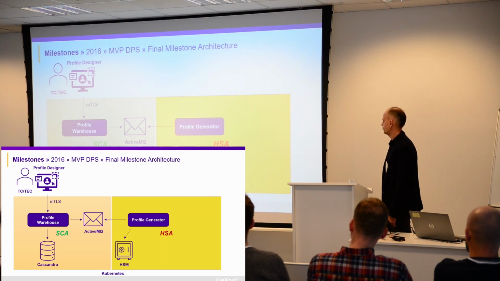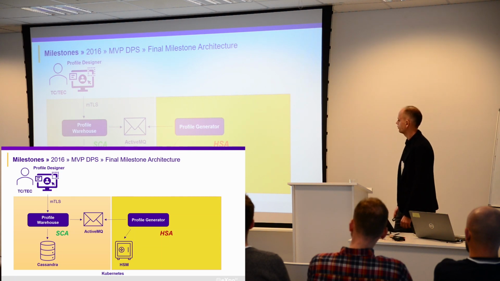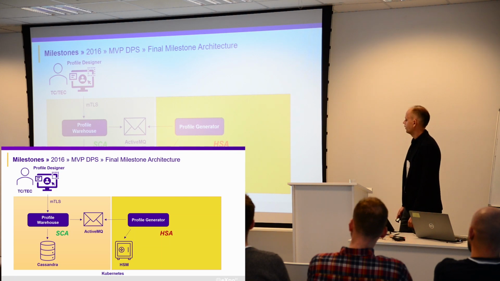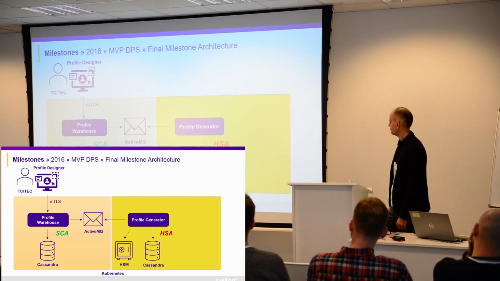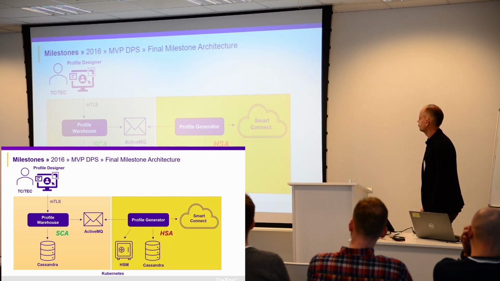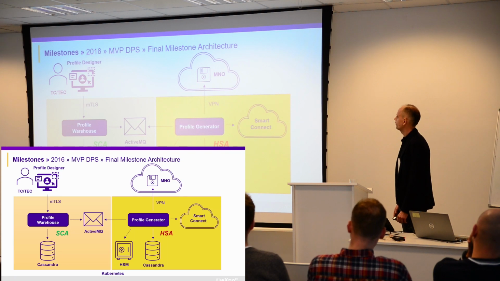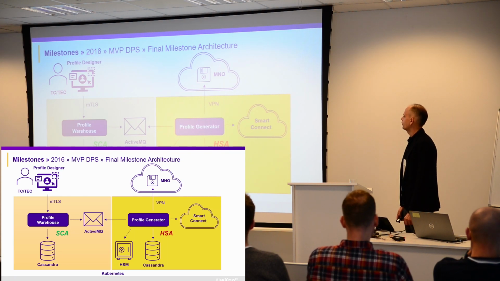HSM, because of course the certification requires this kind of thing. On the profile generator side, we have some secrets, keys generated, and we always have to do it with HSM. Cassandra connection with Smart Connect is SMTP, and integration with MNO via SFTP.